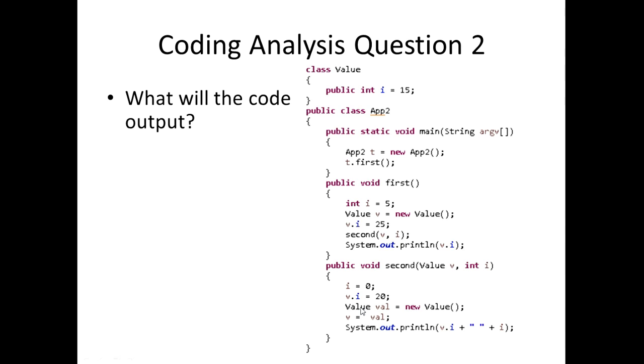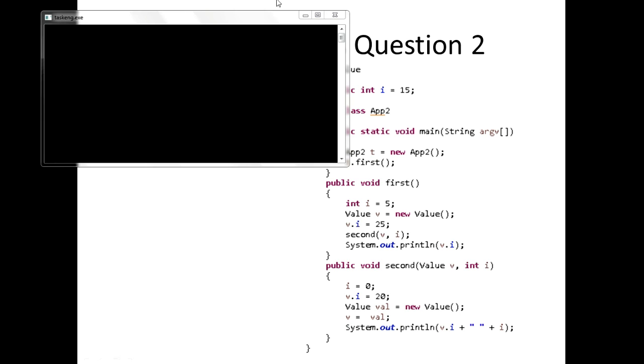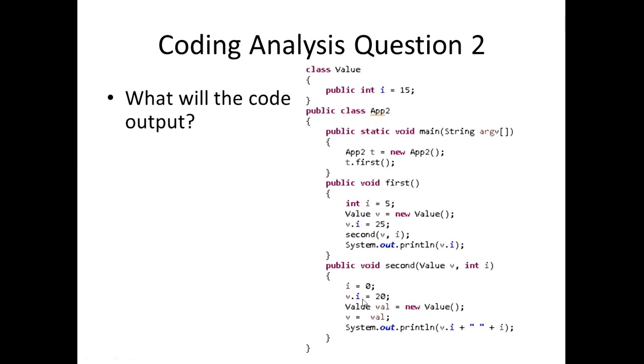Now, what we have after that is a new instance of value. So we have a new instance of value, and we know that if we were to call val.I, we would get 15. So what we're doing is we're taking the object of V that's passed in, and we're passing in V.value. Okay, so we're assigning this val equal to V.